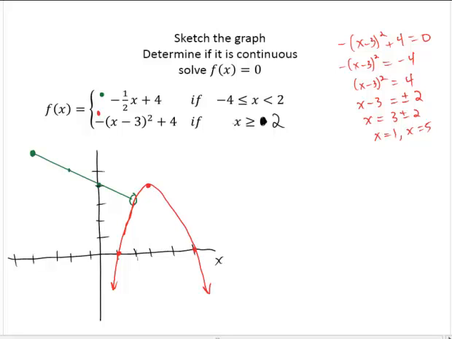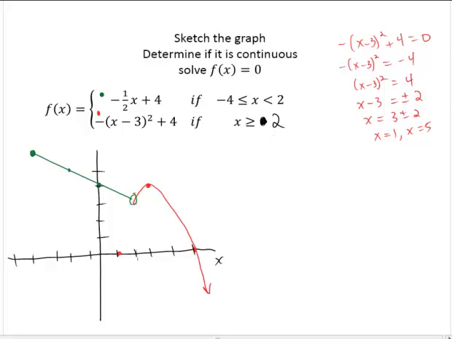Now, again, it's only defined if x is greater than or equal to 2. So I only keep the part that's to the right of that boundary. Let me erase everything that's to the left of the boundary, and let me erase the boundary itself. Kind of clean up the graph. Now, that's only defined if x is greater than or equal to 2.